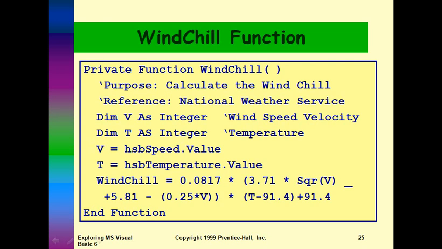Now those are two assignment statements. Assign to V the value hsbSpeed.Value. Assign to T the value of hsbTemperature.Value. WindChill becomes 0.0817 multiplied by 3.7 multiplied by SQR of V, minus or plus 5.81, minus 0.25 multiplied by V multiplied by T, minus 91.4, plus 91.4. End Function.